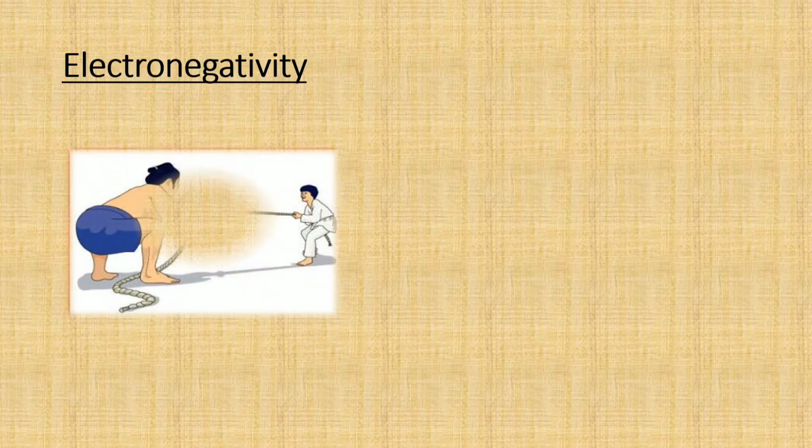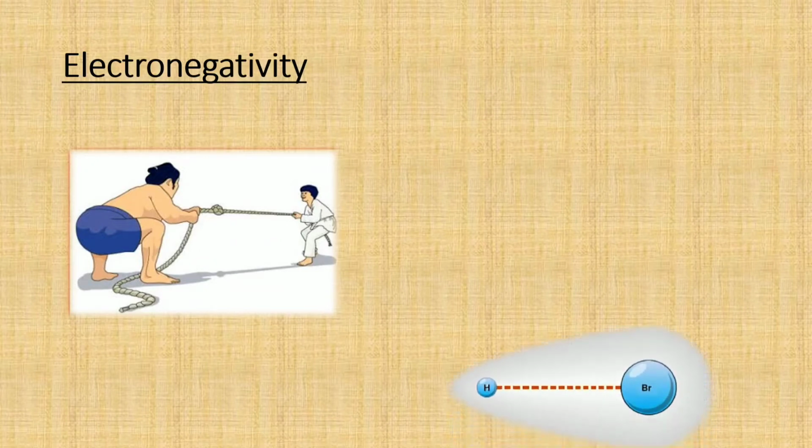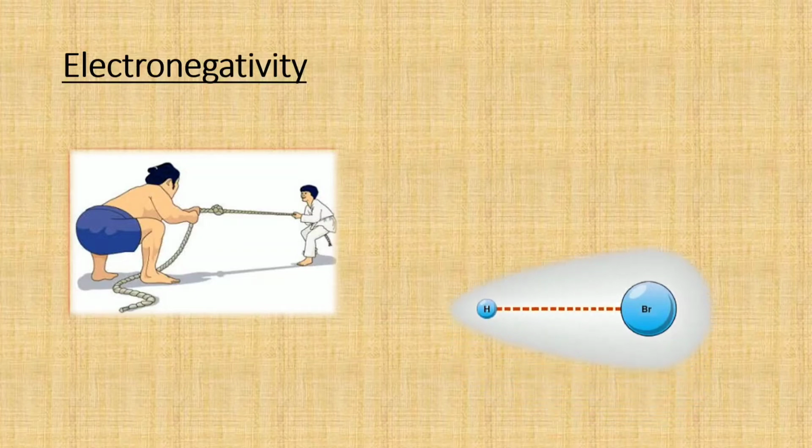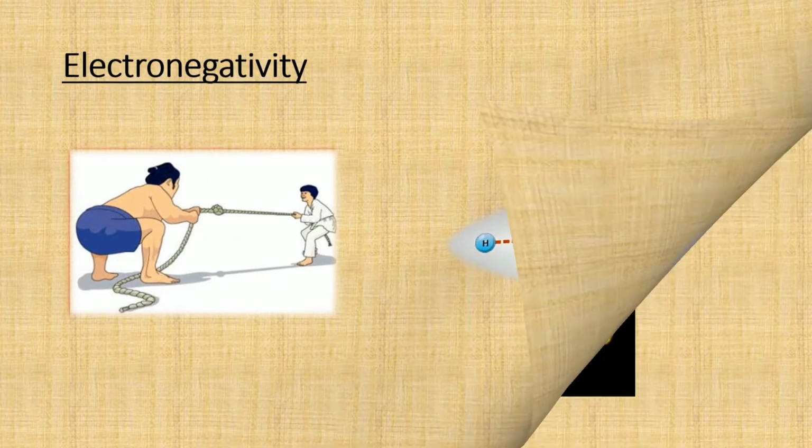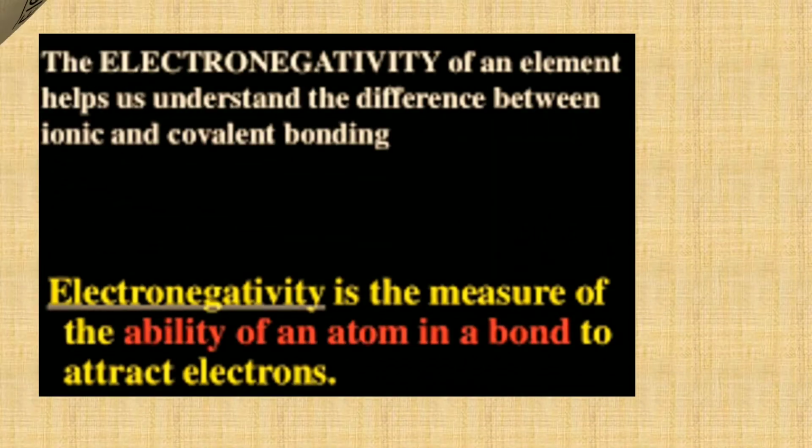What is electronegativity? It is the tendency of an atom to attract the shared pair of electrons. Simply we can explain it with a tug of war game. The person who is stronger will be able to pull the rope towards them. In the same way, between two atoms, the bonded electron is pulled by the highly electronegative atom. Electronegativity is a measure of the ability of an atom to attract the shared pair of electrons towards it.